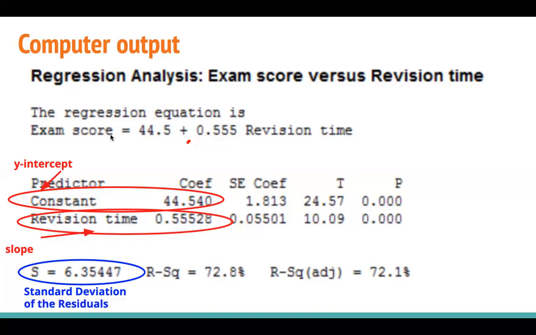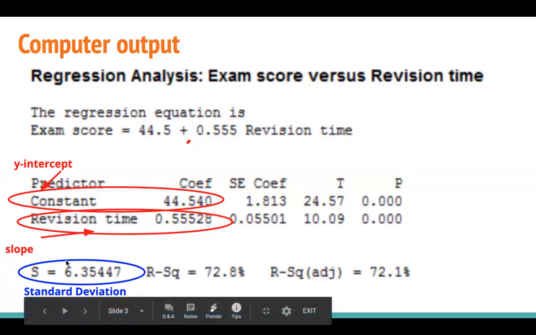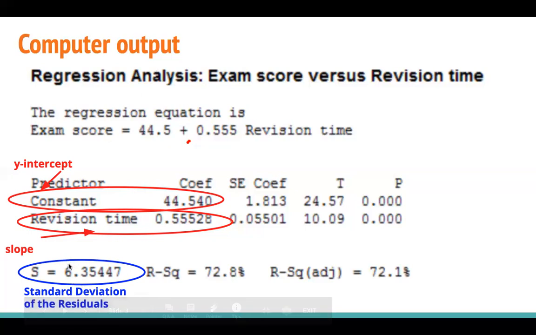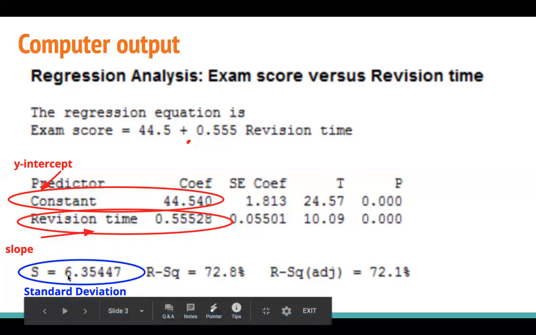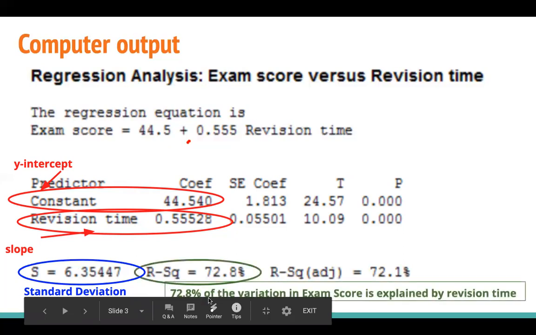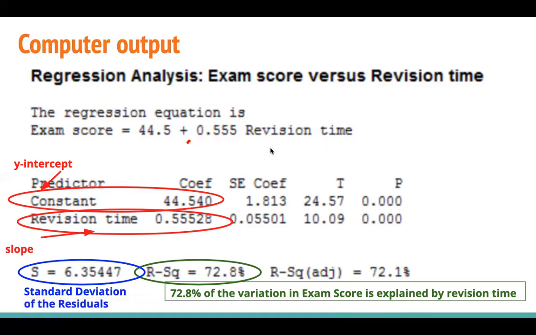So if I make a prediction for 20 minutes of revision time, I know that whatever I get, I'm most likely on average going to be off by about 6 points. And then here is that R squared. To interpret this, I would say 72.8% of the variation in exam score is explained by revision time. So it's the percent of variability in the exam score that revision time explains.